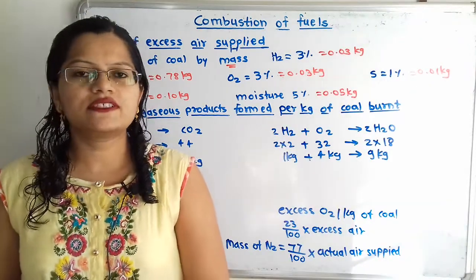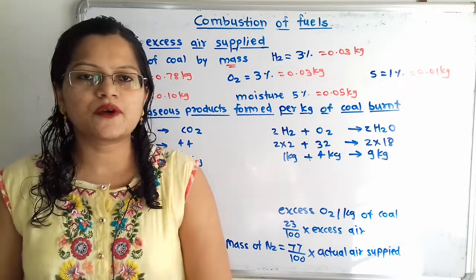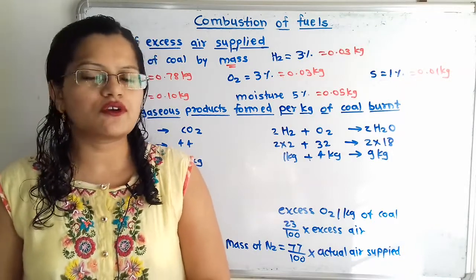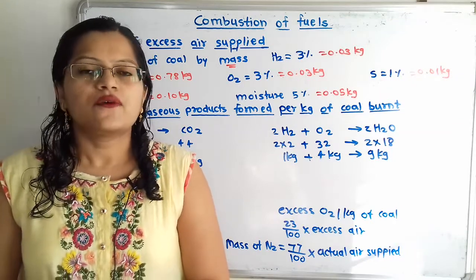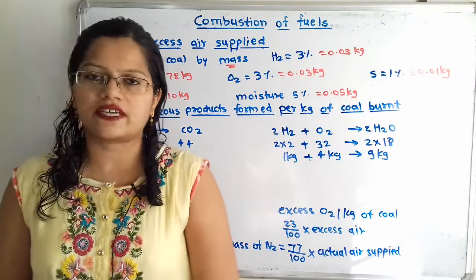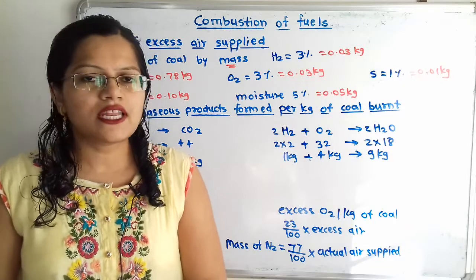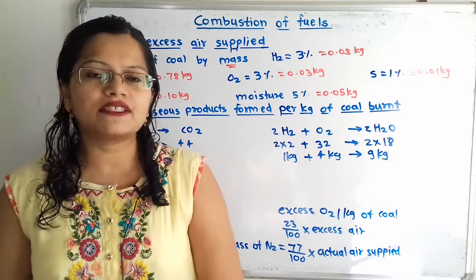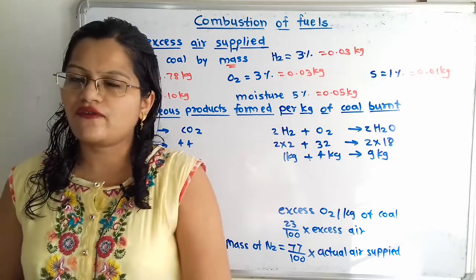Now we will move to the second question. We will calculate the mass of gaseous products formed for the combustion of 1 kilogram of coal. For that, we first have to understand how the combustion process takes place. During combustion, the elements from the fuel combine with oxygen and the gaseous products are formed.